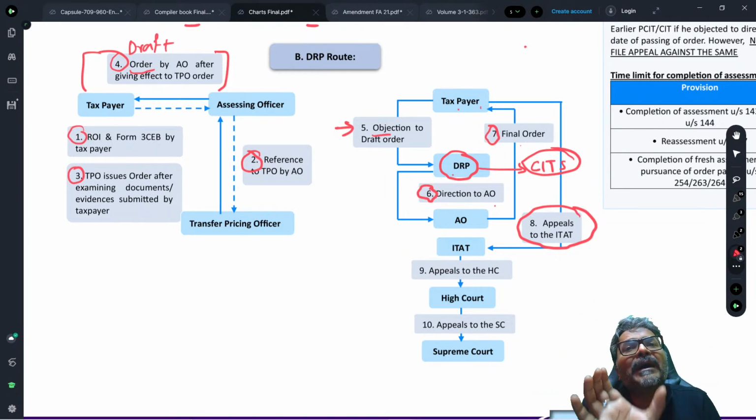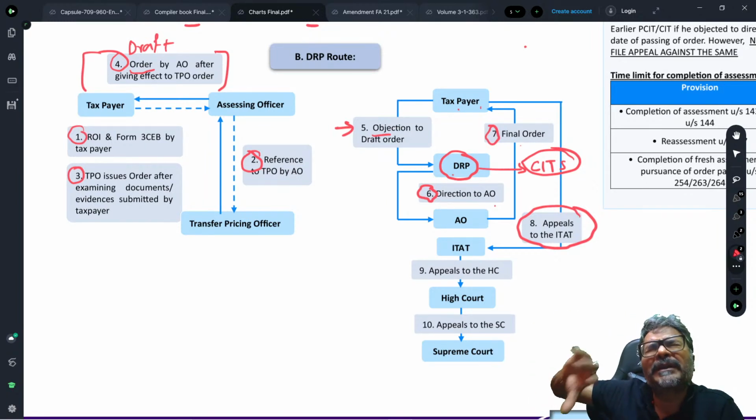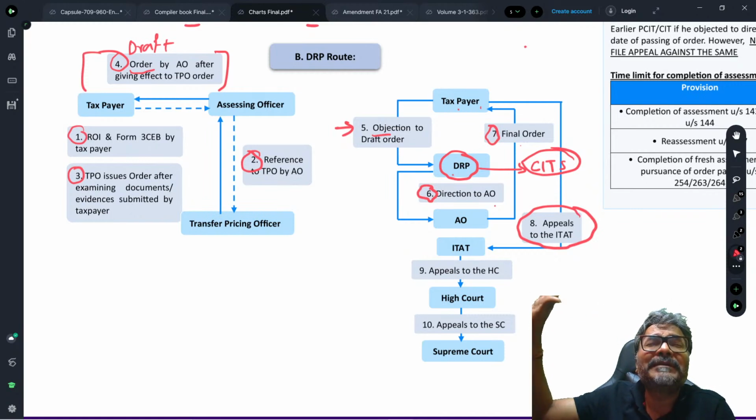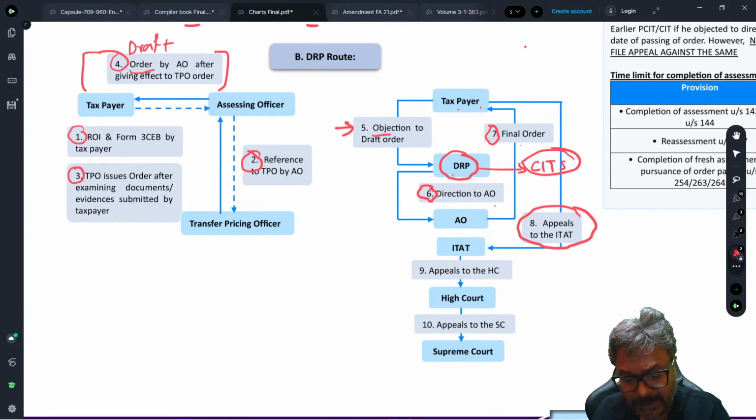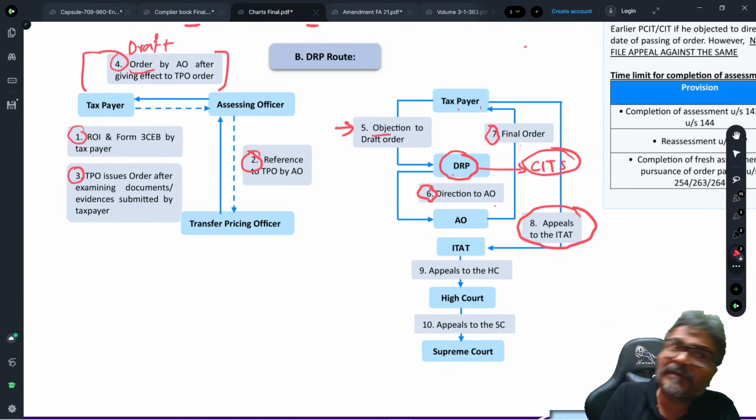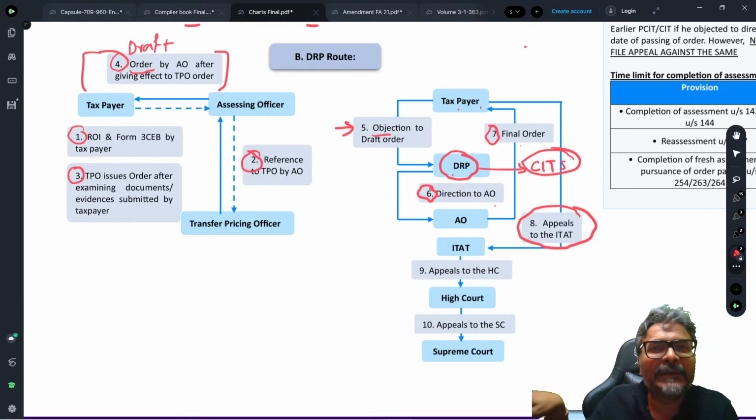That 30 days that you are talking about is about putting up your objection before the DRP. In that, you have to detail out every particular objection that you have against the draft order, and that is what I said to you. Once the objection has been put up before the DRP, thereafter nothing happens. Students, thereafter nothing happens. The DRP will then do its study, and on that basis they will give the direction. This is the way it happens.